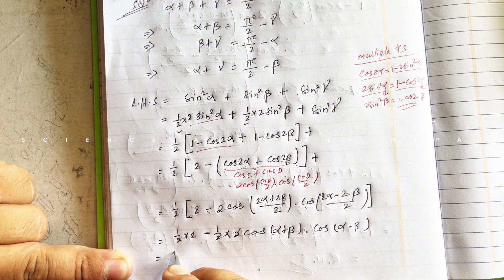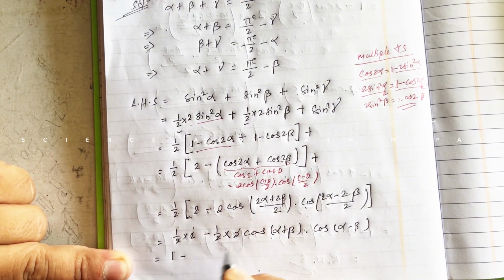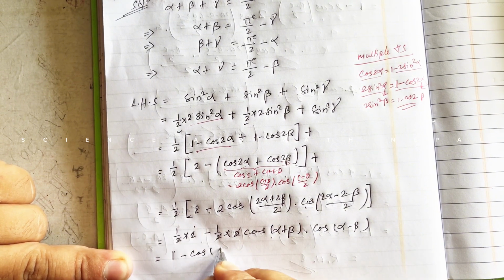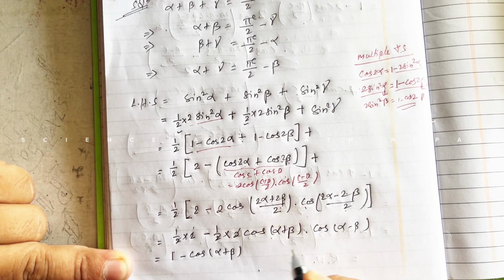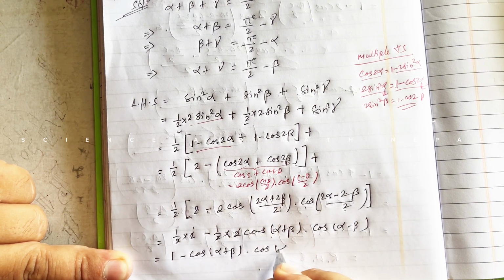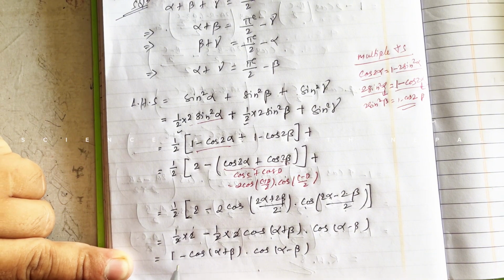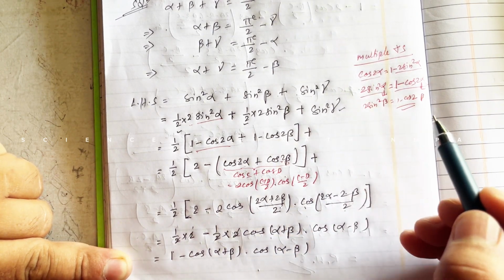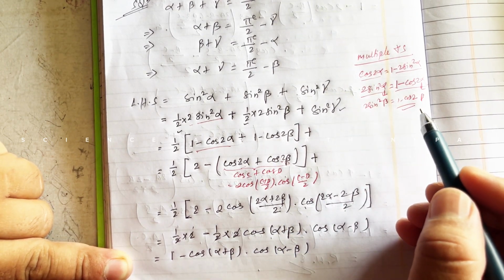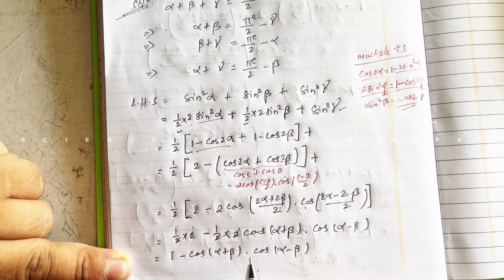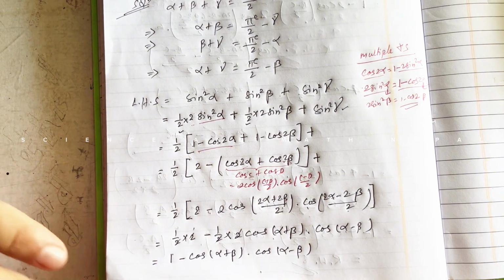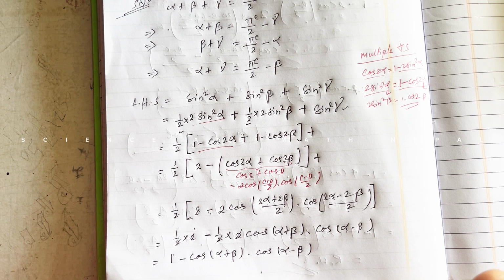So what's the remaining? 1 minus cos(alpha plus beta) into cos(alpha minus beta). Okay, now here comes the trick. We finally got cos(alpha plus beta) into cos(alpha minus beta). Now we need to change this sin square gamma in such a way that there must be some common factor between these two terms. Okay, so how do we transform it?